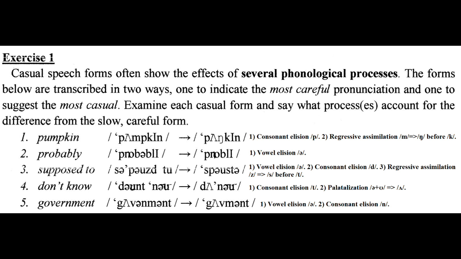Finally, the word "government", it becomes "government". So here we have two processes. We notice a vowel elision after a medial posttonic syllable. We have elided the schwa, gav becomes gav, "government". We have omitted the schwa, and we notice also a consonant elision, "government". We have omitted the n here from this word.